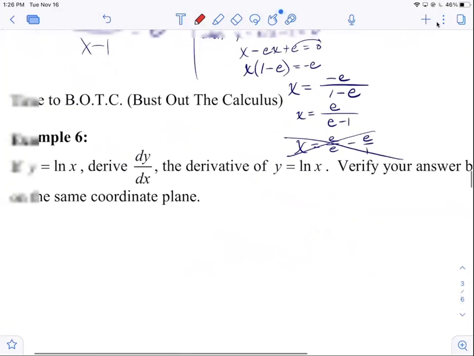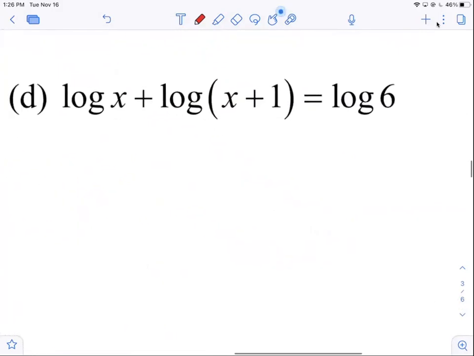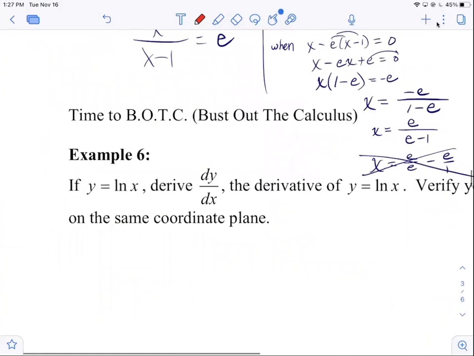Very good. Okay. How much time do we have now? 9 minutes. Okay. I think I'm going to skip this one, right? Is that okay? Or do you want to do it? Skip. I want to bust out the calculus. Let's bust it out. Time to bust out the calculus.